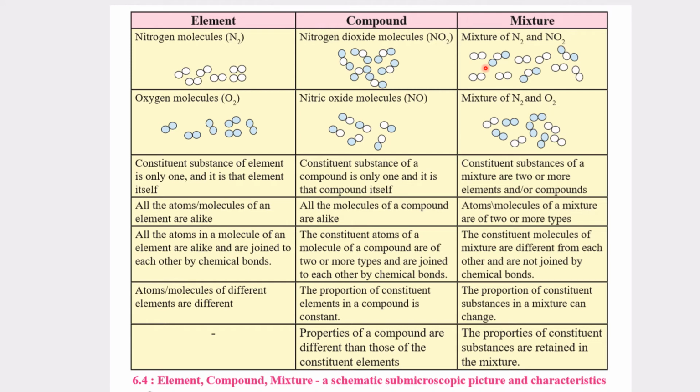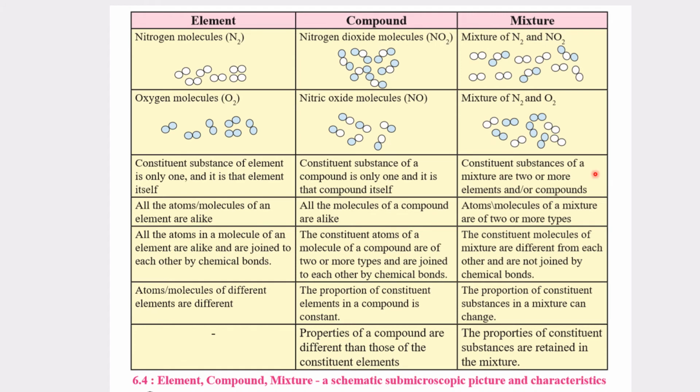Here you can see the white circle means N2, and two blue circles, that is oxygen, with one white circle means NO2. This one is N2 and this one is NO2. So, a mixture of N2 and next, O2. Here you can see these are oxygen and these white circles are nitrogen, N2.